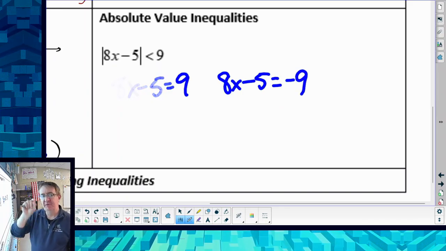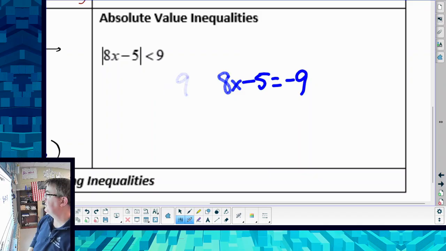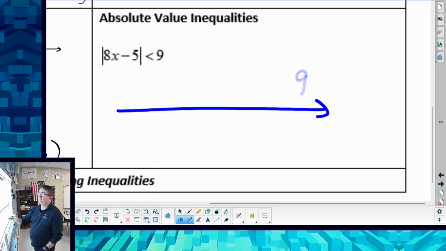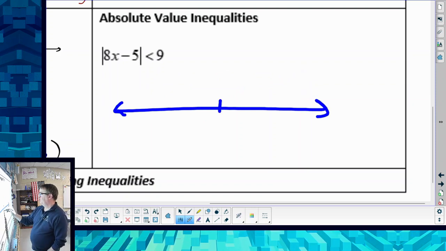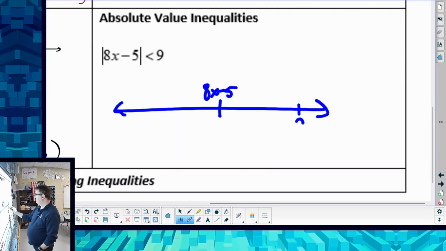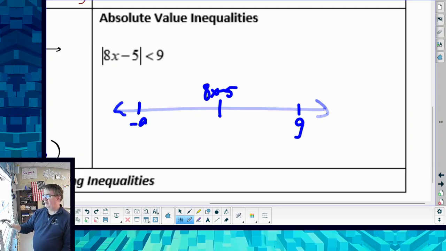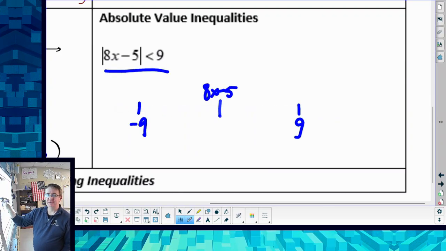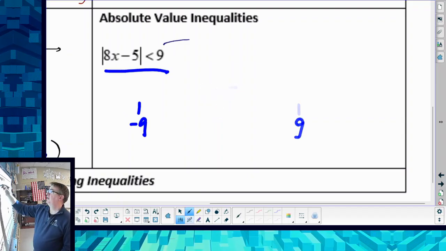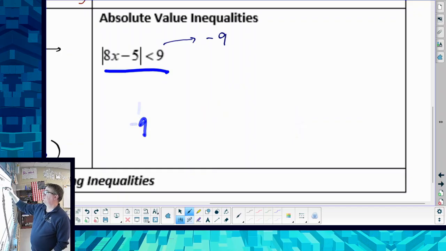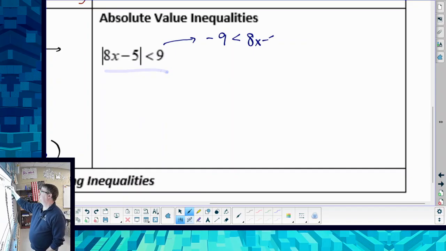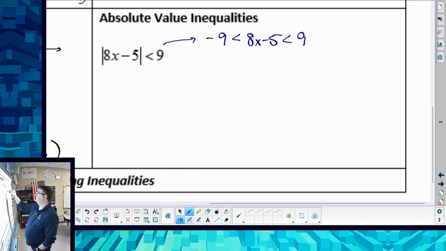With the inequality, remember, absolute value talks about distance from 0. So what's going on is I have this number line, and if this is 0, 8x minus 5 is falling somewhere between 9 and negative 9, because that's the definition of this. So since it's falling between those two, I can write this as a compound inequality. So I have negative 9 is less than 8x minus 5 less than 9.